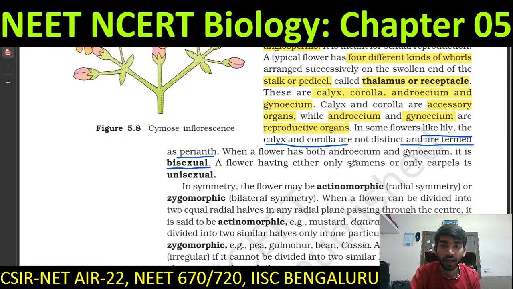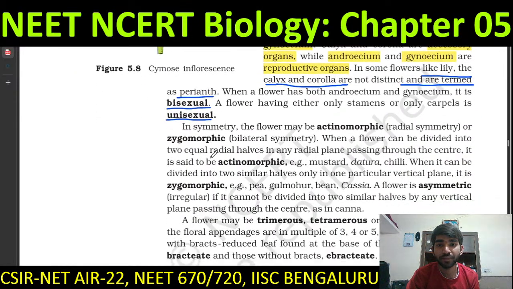A flower having either only stamen or only carpel is called unisexual. Again, very easy to remember. There is only one sex, either male or female. Now coming to the symmetry, something we studied in animal kingdom as well. So here the flowers may be actinomorphic. Actinomorphic is radial symmetry. You remember in starfish we studied radial symmetry, or in Ctenophora or in Coelenterata we studied the radial symmetry. So here the flowers can also be radially symmetrical, and it is called actinomorphic. Or it can be zygomorphic, which is bilateral symmetry.